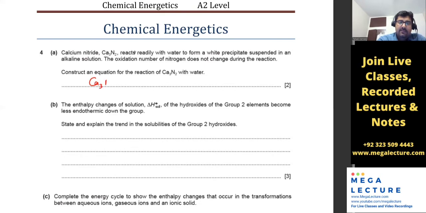Anyways, Ca3N2. So it reacts with water to form a white precipitate suspended in an alkaline solution. So that's probably going to be calcium hydroxide. White precipitate, it's not very soluble. And the oxidation number of nitrogen does not change. So what do you think is the other thing that's formed?